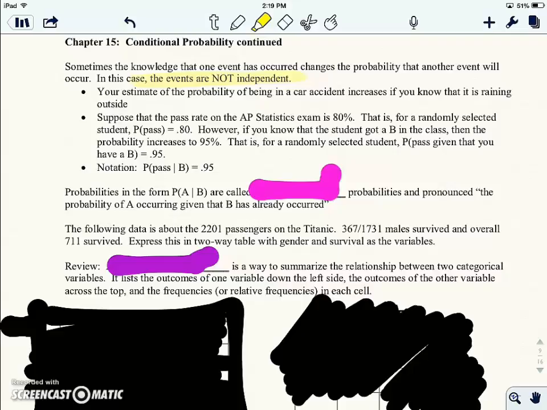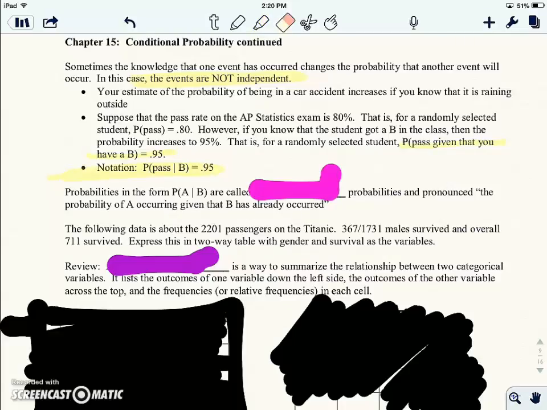Suppose that the pass rate on the AP statistics exam is 80%. That is, for a randomly selected student, the pass rate is 80%. However, if I know that that student got a B in the class, then the probability increases to 95%. That is, for a randomly selected student, the probability that they pass, given that you have a B, is 95%. And that notation is pass given B.